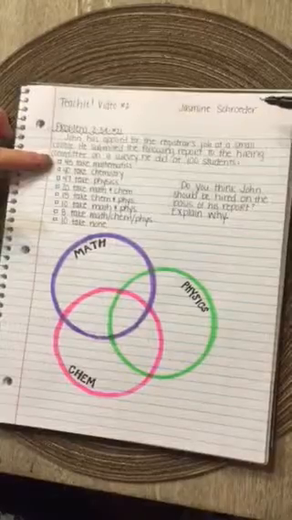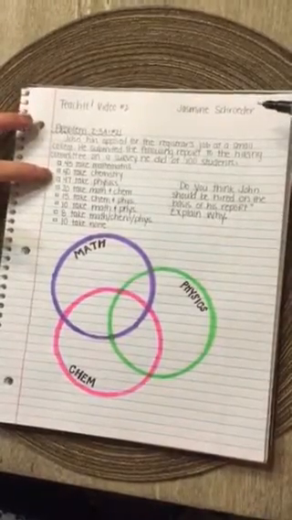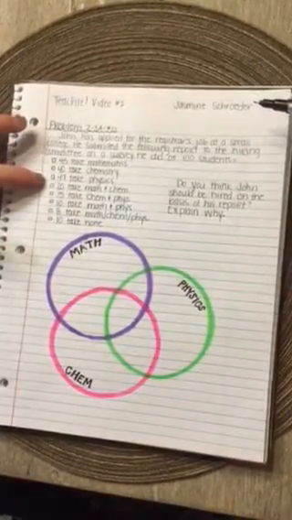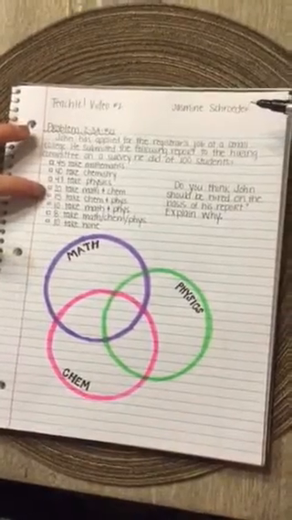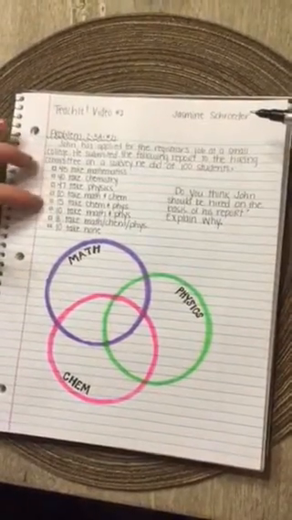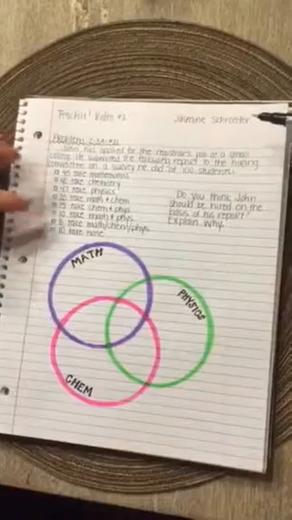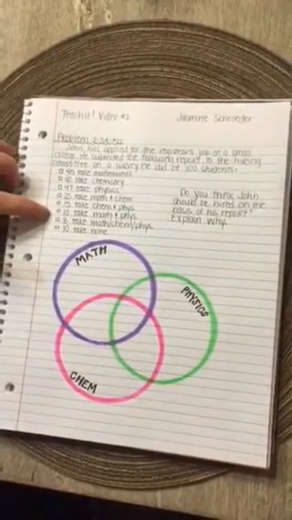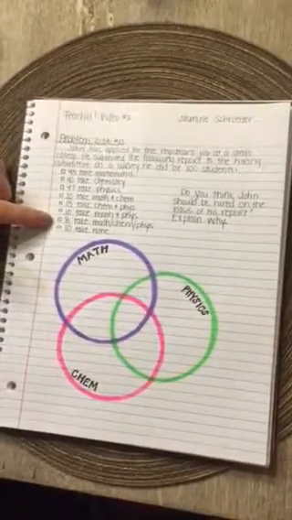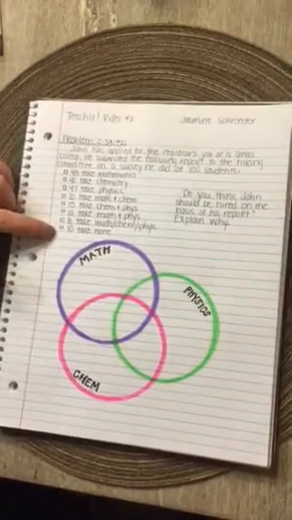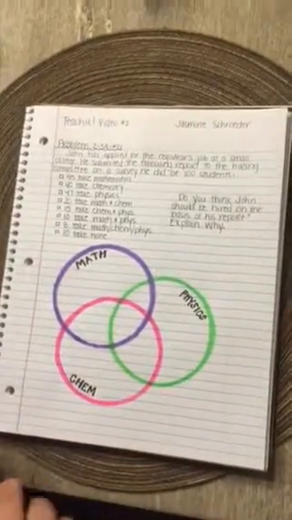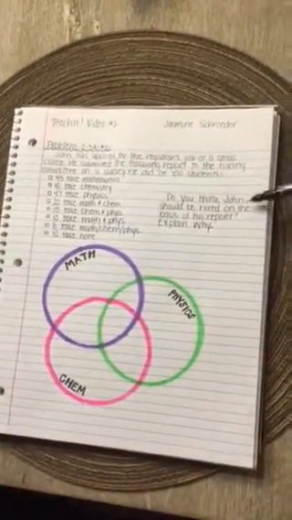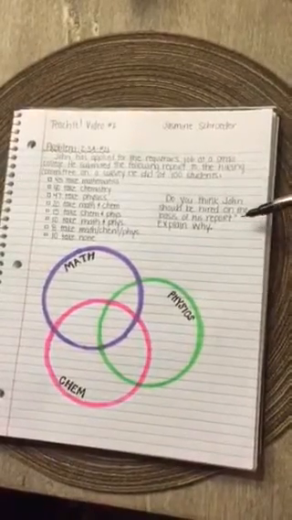45 students take mathematics, 40 students take chemistry, 47 students take physics, 20 students take math and chem, 15 take chem and physics, 10 take math and physics, 8 take math, chem, and physics, and 10 students take none of the three. The question then reads, do you think John should be hired on the basis of his report?